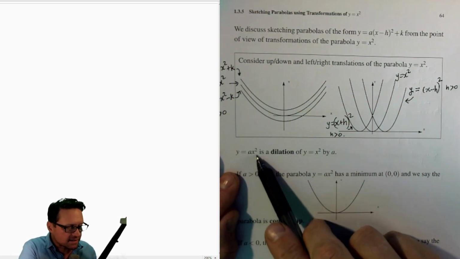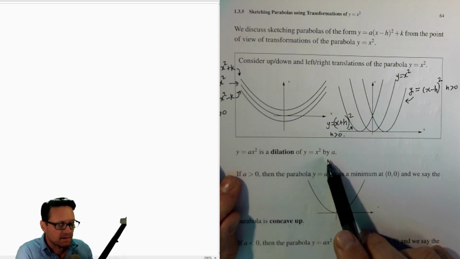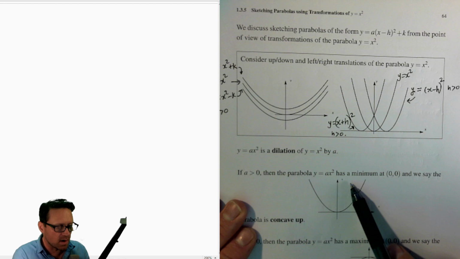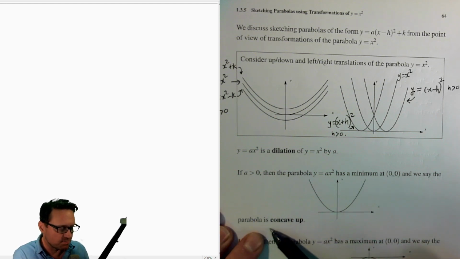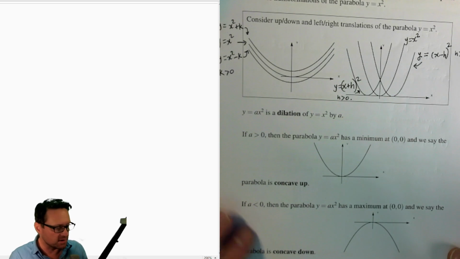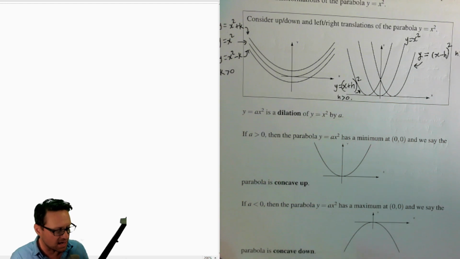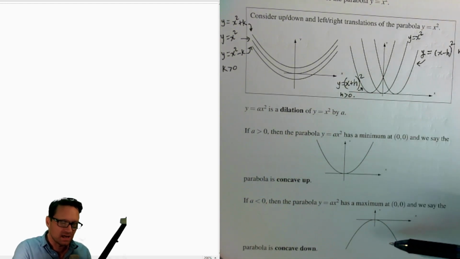y equals ax squared is a dilation of y equals x squared by a. Now, if a is positive, then the parabola y equals ax squared has a minimum at the point (0, 0), and we say that the parabola is concave up. If, on the other hand, a is negative, then the parabola y equals ax squared has a maximum at (0, 0), and we say the parabola is concave down. So this one's concave up, this one is concave down.